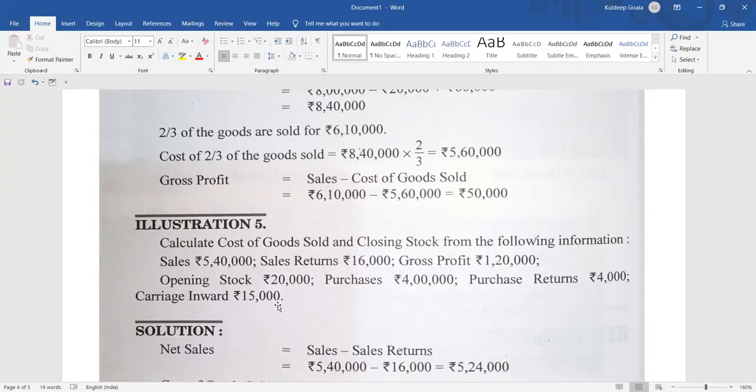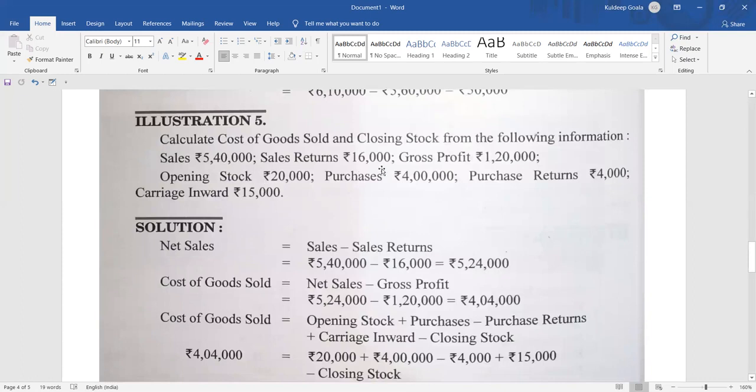So first of all, let's see what the sales is. The total sales is 5,40,000 and the return is 16,000, so net sale will be 5,24,000. Clear? Because the return will be deducted, the total comes to 5,24,000. Then the gross profit is 1,20,000. So what will be the cost of goods sold? Net sales minus gross profit. 5,24,000 minus 1,20,000 comes to 4,04,000. So this is nothing but the cost of goods sold.